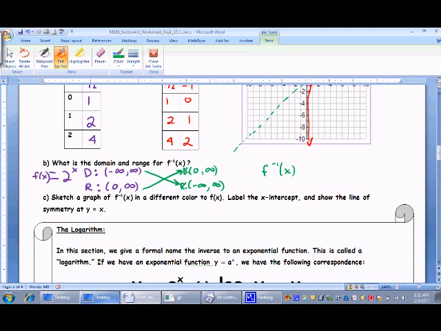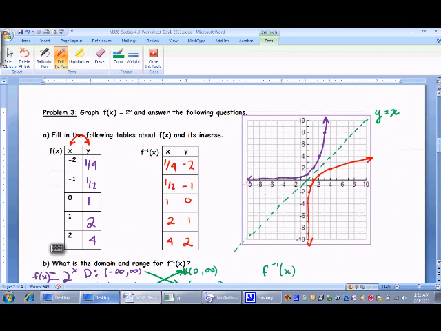Okay, remember that's generally how you do it. If you're ever asked to find the domain and range of an inverse function, just take your domain and range from your original function and swap them around. You're switching the x's and the y's. And there it is. We've got that graph.